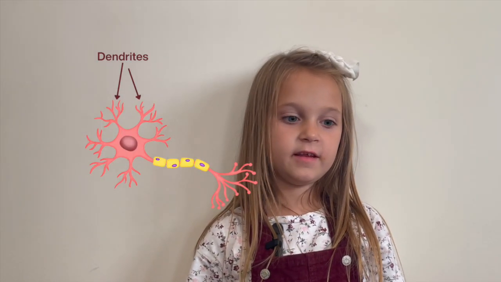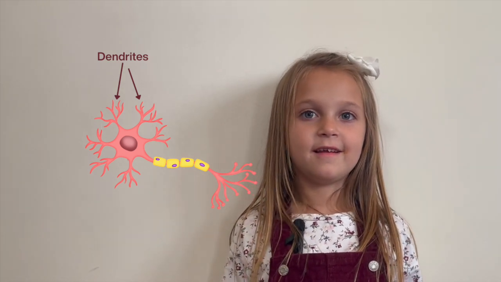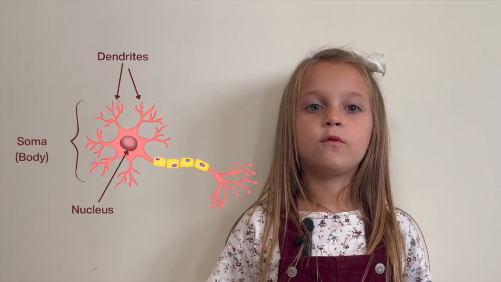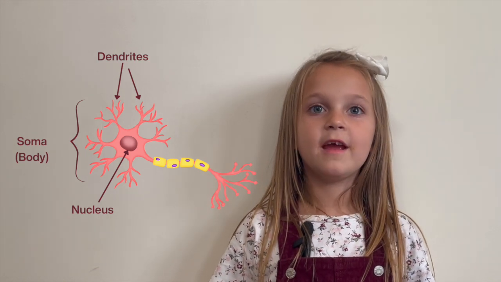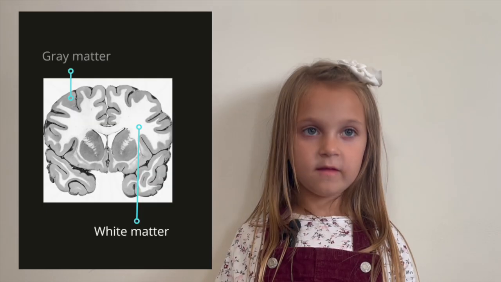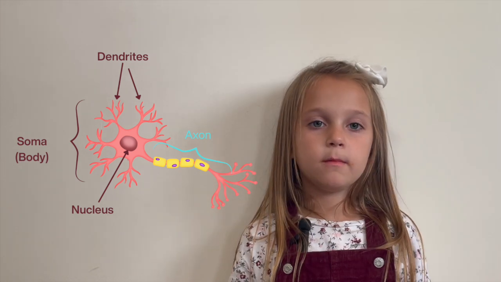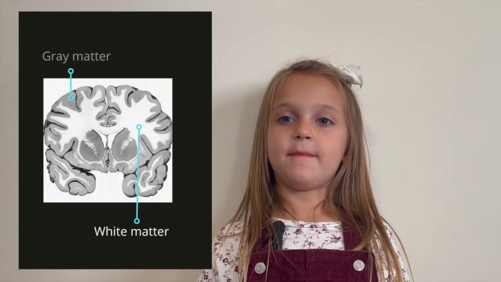Here we have receiving ends called dendrites. Here's the nucleus and this whole area called the soma. This makes up part of your brain called gray matter, and the axons make up what's called white matter. Most cells divide, however, neurons don't. So what you get is what you have.